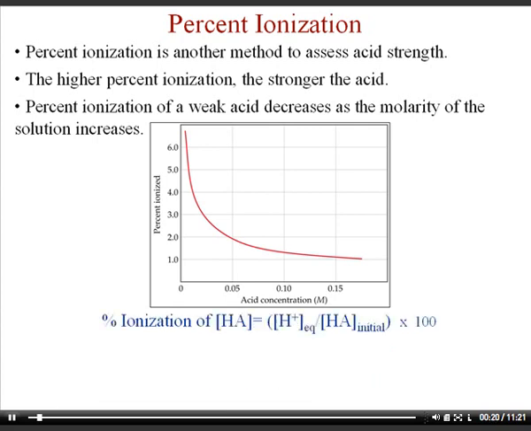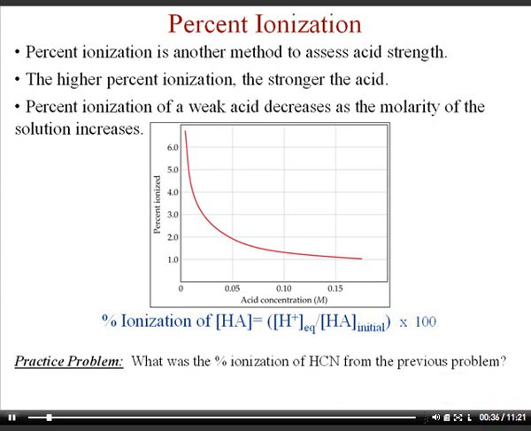So if you look at the formula to calculate percent ionization, it's just the part that dissociates divided by the initial concentration of the acid. So in other words, you're taking the X value from your ICE box and dividing it by the initial concentration of the acid. And then you have to change it to a percent by multiplying by 100.